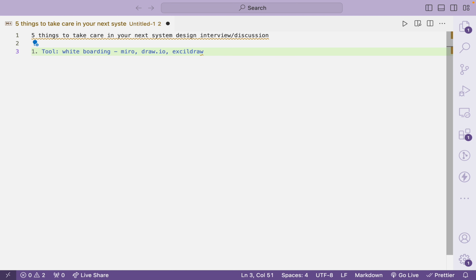And the second thing is, the more you practice, the more expressive you will be, and you will be able to express your technical solutions in front of the interviewer or the person with whom you are discussing. So please first work on the tooling.